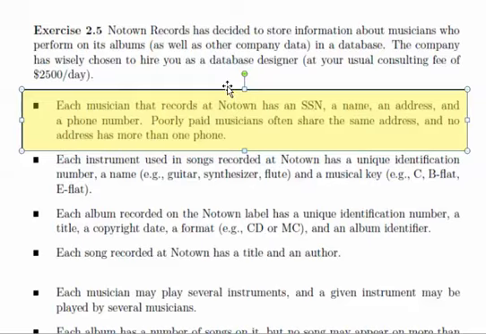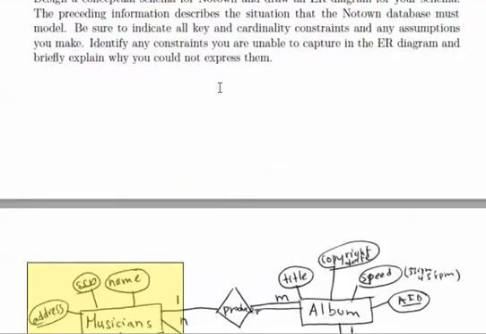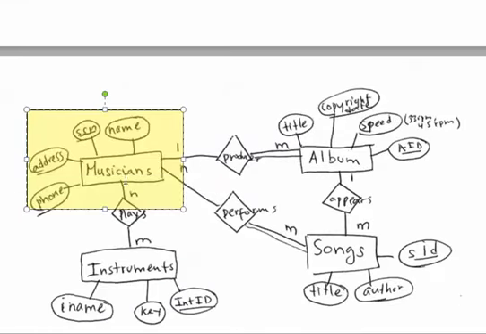So first, as my first step, since musician is an entity, I will draw a rectangle, the one that I'm highlighting here, and then I will put the ellipses, the attributes.